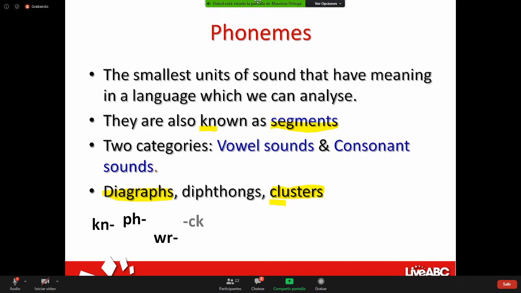Another one, CK. And you will notice, teachers, that I have a hyphen here, which means that this is an ending and this is a beginning, right? So CK, as in hack, pack, lock. Even though you have a CK, the sound is only one, and the sound is K.